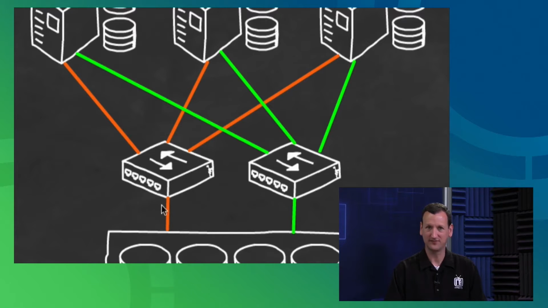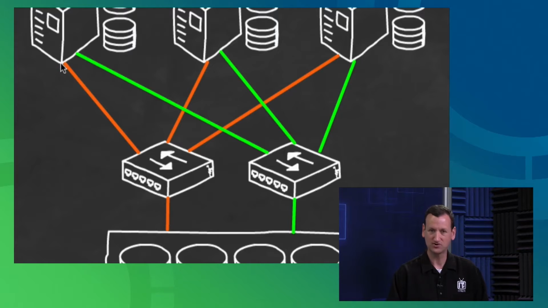So if this cable fails, no big deal. It uses the other cable. If this switch fails, no big deal. It uses the other switch. Now we've got full redundancy for the networking gear. And each server has 2 HBAs, 2 host bus adapters.